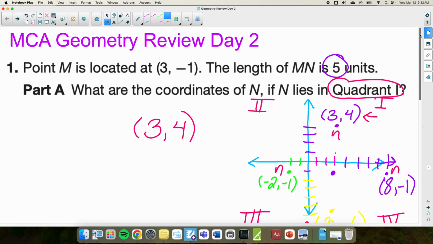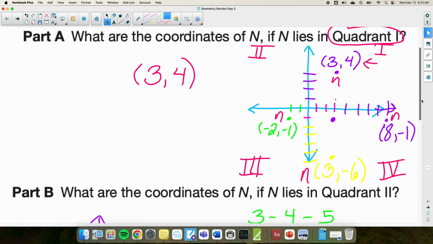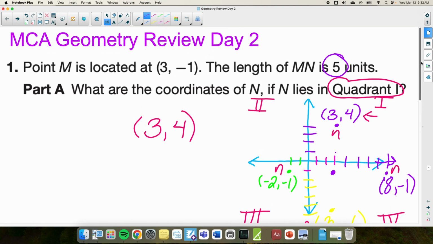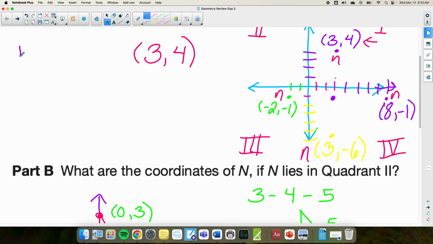Okay, now, I told you guys there's 2 ways to do this, and you decide which one works. So you can graph them like I did here. You can put your point, count 5 in all 4 directions, and that works. Another way, if you don't want to count, is you could take your point, which was (3, -1). M is (3, -1). And I have to move it 5 to the right, 5 to the left, 5 up, and 5 down.